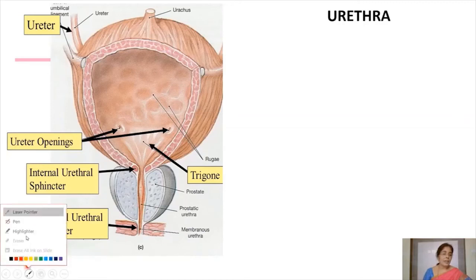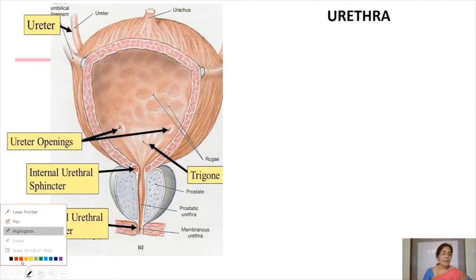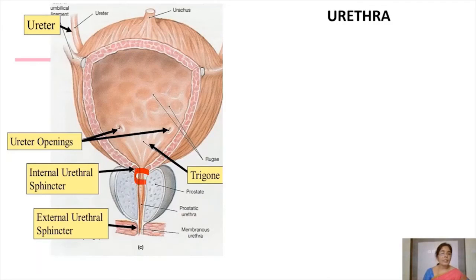Urethra అనేది narrow గా tube లాగా ఉంది. This urethra has 2 sphincters. దీని దగ్గర 2 sphincters ఉంటాయి. This is internal urethral sphincter, that is nearer to the urinary bladder, and this is external urethral sphincter.